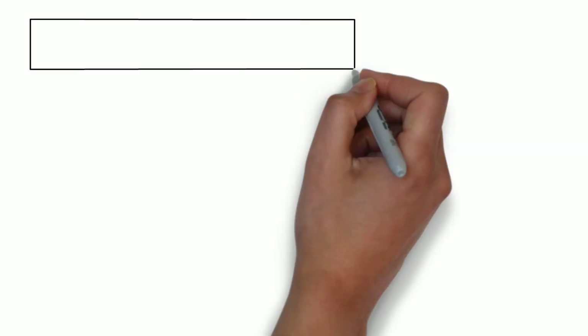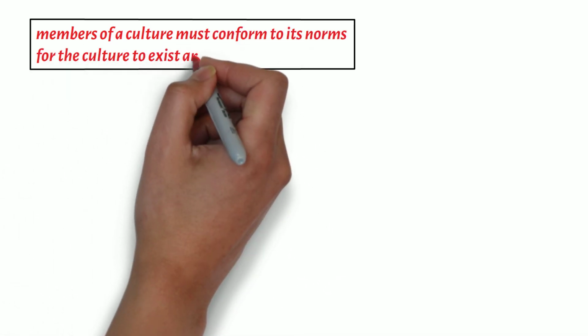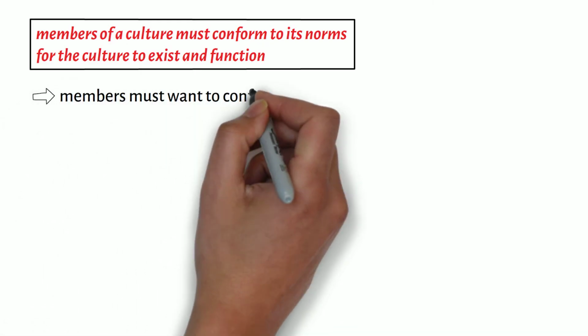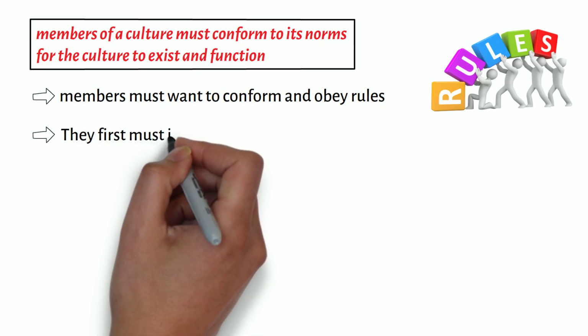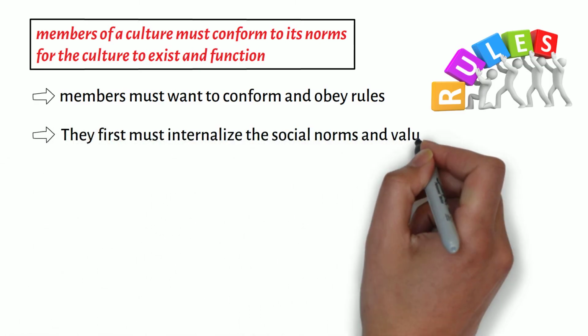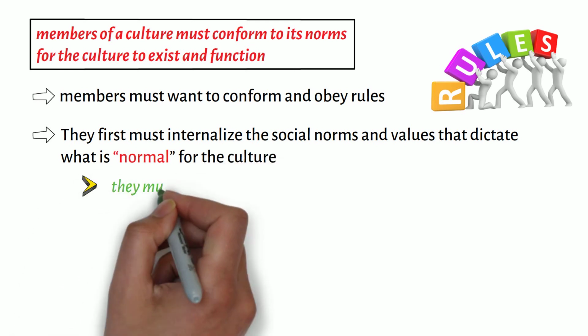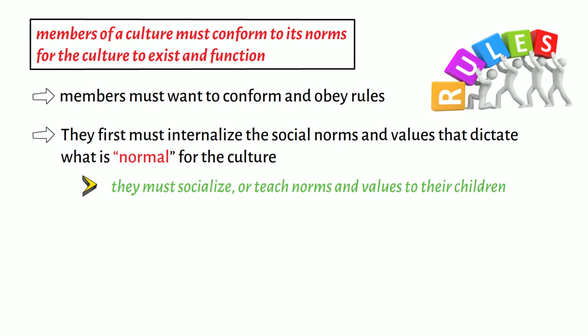It must be noted that members of a culture must conform to its norms for the culture to exist and function. Hence, members must want to conform and obey rules. They first must internalize the social norms and values that dictate what is normal for the culture. Then they must socialize, or teach norms and values to their children.